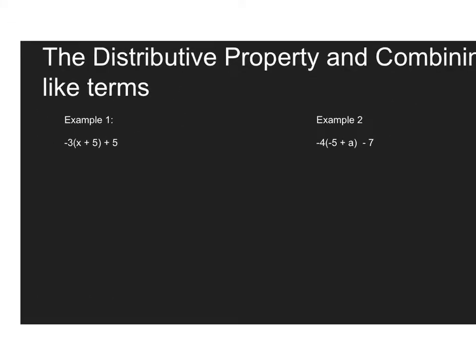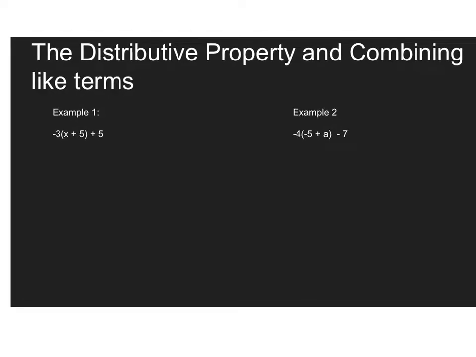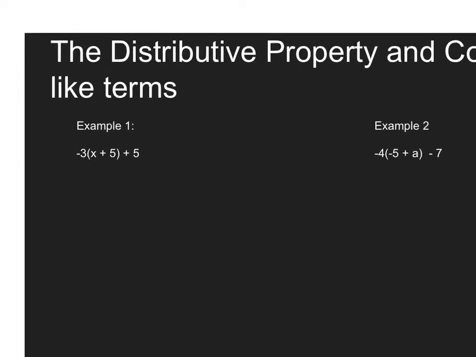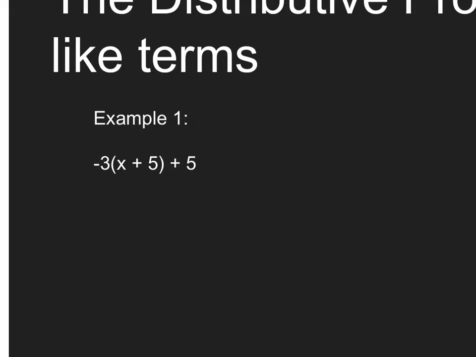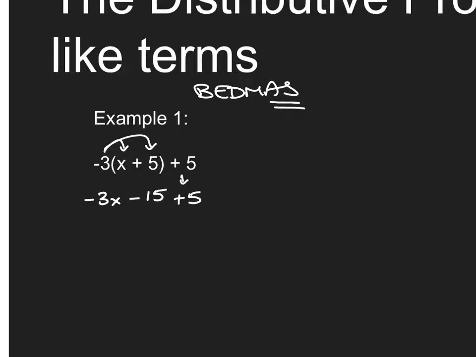So let's do an example here. Distributing and then combining like terms. So this first one here. In BEDMAS, you have to deal with the brackets, the multiplication, before you deal with the addition or subtraction. So here we have multiplication, and then we have addition with the positive 5. So let's distribute first. So this becomes -3x, and then a negative times a positive is going to give me -15. And then we can drop down our positive 5.